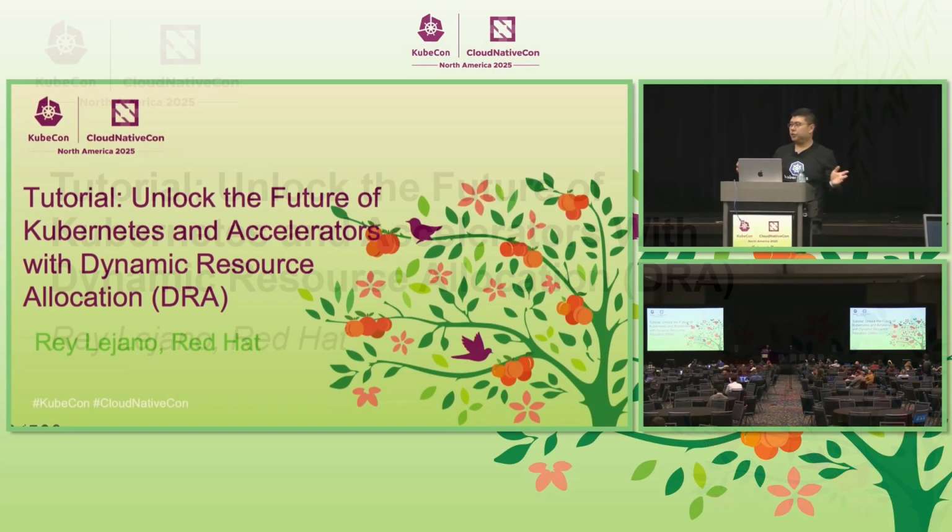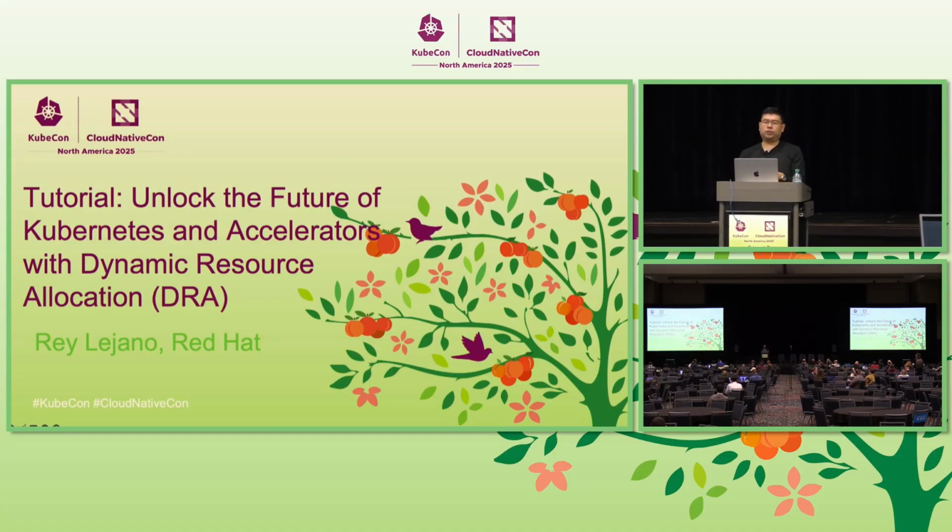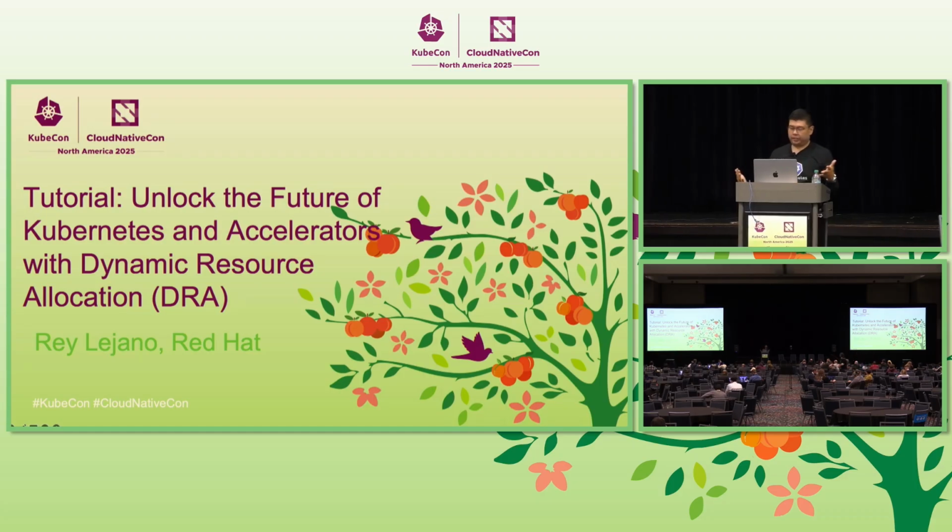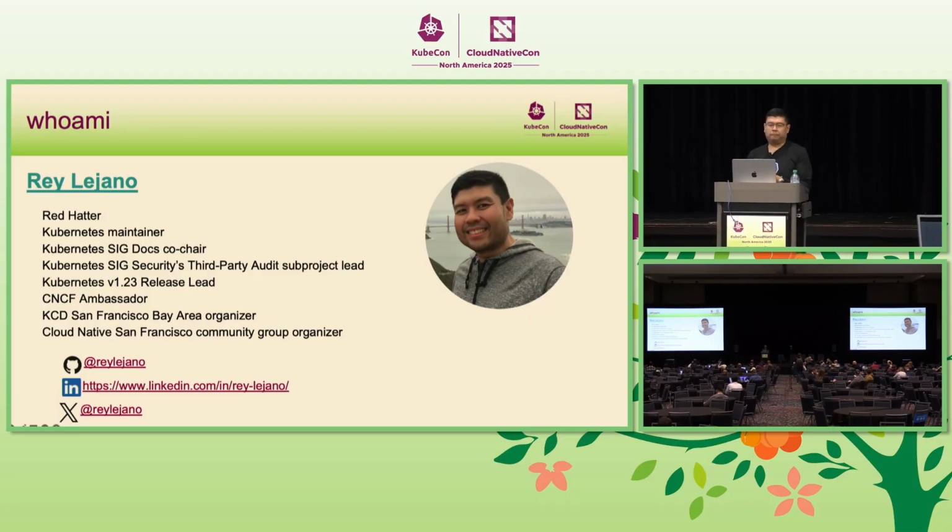This is a tutorial. It's called Unlock the Future of Kubernetes and Accelerators with Dynamic Resource Allocation. My name is Rey Lejano. I'm from Red Hat. I've been a Kubernetes release lead for 1.23. I'm a maintainer as the SIGDocs co-chair, one of the co-chairs. I also help run the third-party security audit for the Kubernetes project as well.